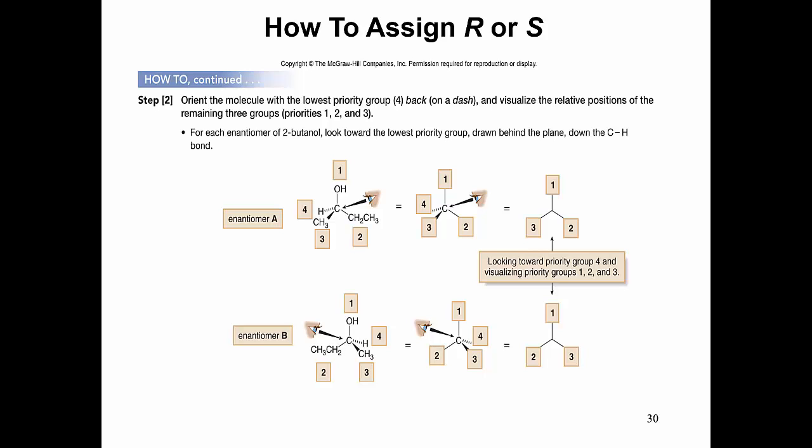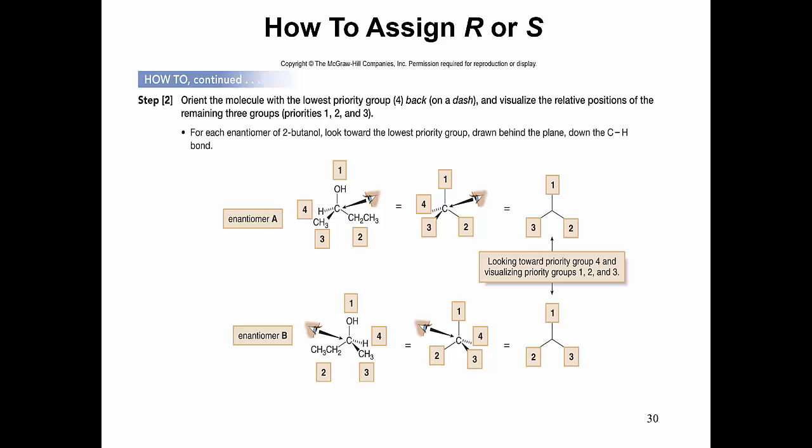If that is a clockwise orientation, right? See that? It's a clockwise orientation as we have in enantiomer A. That's going to be labeled R. And again, you have to have group 4 in the back and count 1, 2, and 3 and see if you're going clockwise or counterclockwise. If you're going clockwise, you're R.